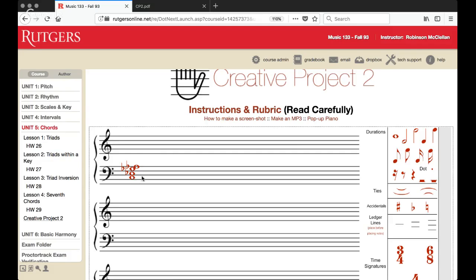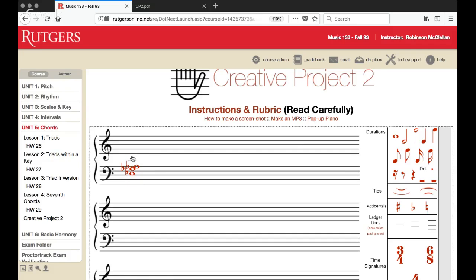So now the third of the chord is on the bottom in the bass, and that means it's first inversion. I'm going to do it again, and this time I'm going to place my ledger line first. I think that's what I'm supposed to do.